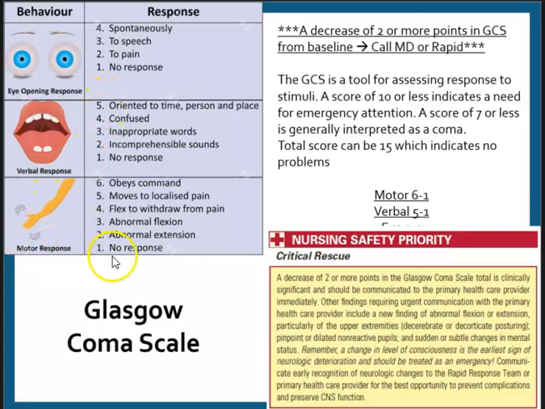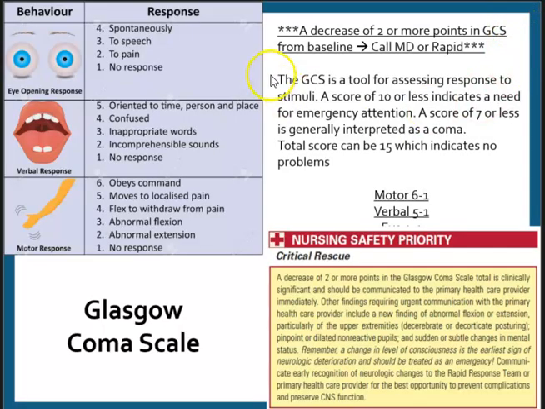Now your motor response, are they able to move their arms up and down and their feet side to side? Are they obeying your commands? Or do they only move to localized pain? Do they have abnormal flexion when you touch their reflexes? Do they flex or withdraw from pain? Or do they have no response? Let's say they open their eyes to speech, they have some confusion, but they're able to obey commands. So we had a 7. 7 plus 6 is 13. So we can say we have a mild concussion or a mild Glasgow Coma Scale.